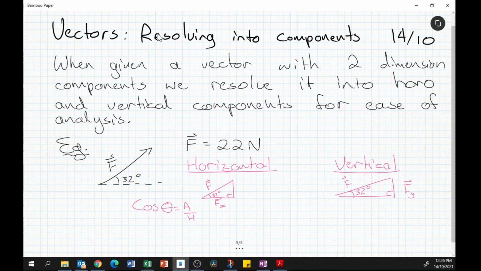Cos theta equals A over H, or in this case, we bring that H across, multiply both sides by H. H is actually our force that we're given. So F cos theta equals Fx. And you will do something like this time and time again. Cos if they're adjacent like that, sine if they're opposite. So same thing over here. F sine theta will give us our Fy.